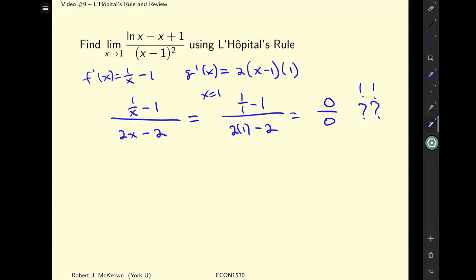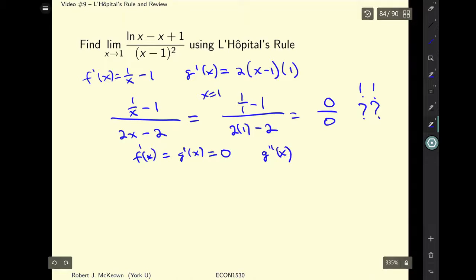So by taking the first derivative, it didn't work. But notice that we still have the conditions to take the derivative and apply L'Hopital's rule again. Notice that although it's still 0 over 0, we have f prime of x equal to 0, g prime of x equal to 0, and g double prime of x equal to 2. So let's try it again.